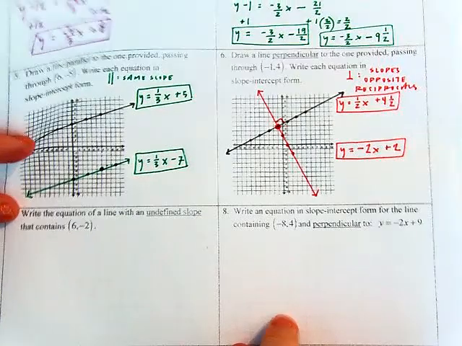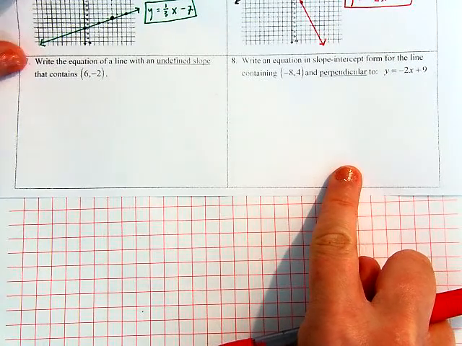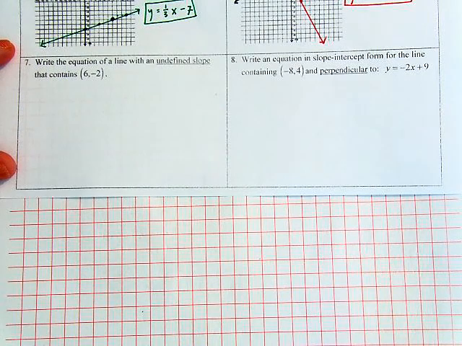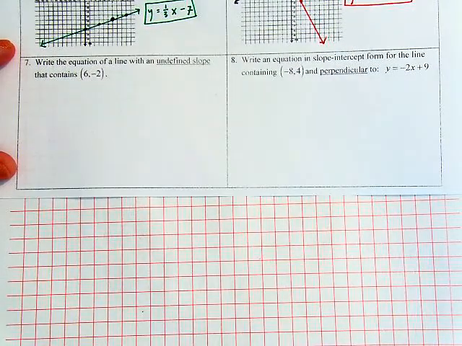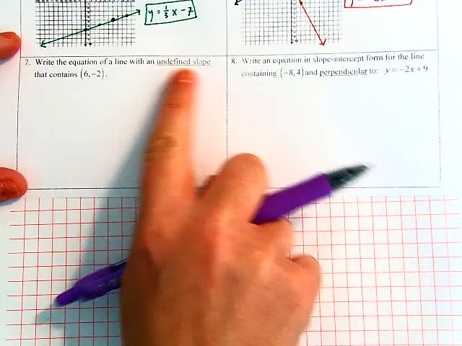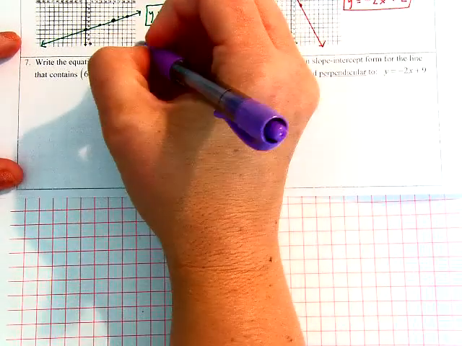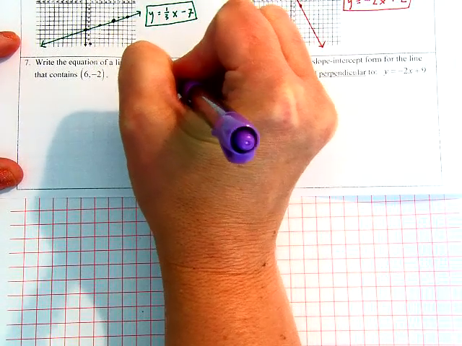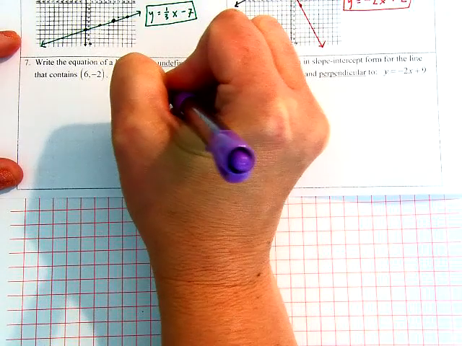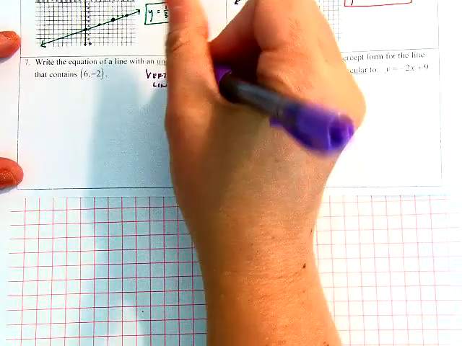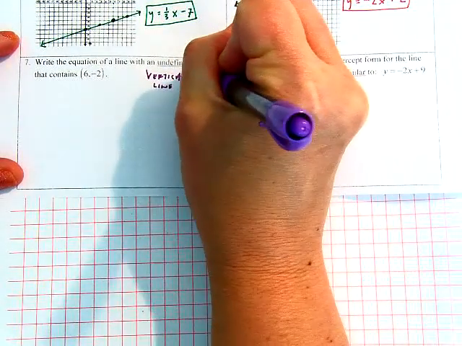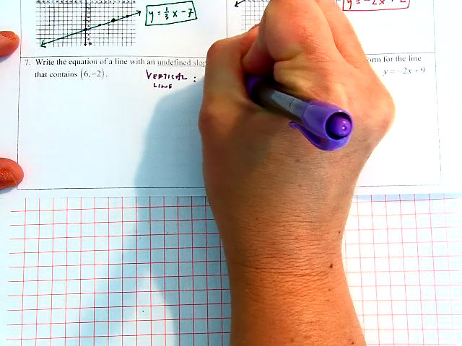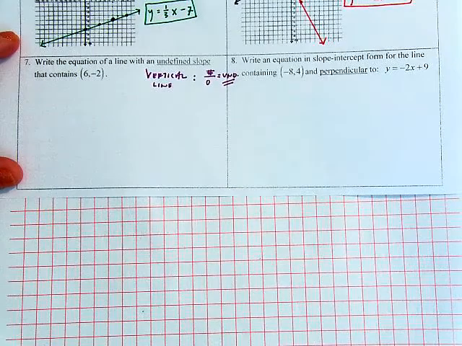All right, next in problem 7, write the equation of a line with an undefined slope that contains 6, -2. So undefined, how do we get that? Well, we get that when it's a vertical line. So vertical lines have slopes that are undefined. So when I'm calculating slope, that means that I must have had a number on top with 0 on the bottom, which makes it undefined. So just a little reminder as to where that comes from.